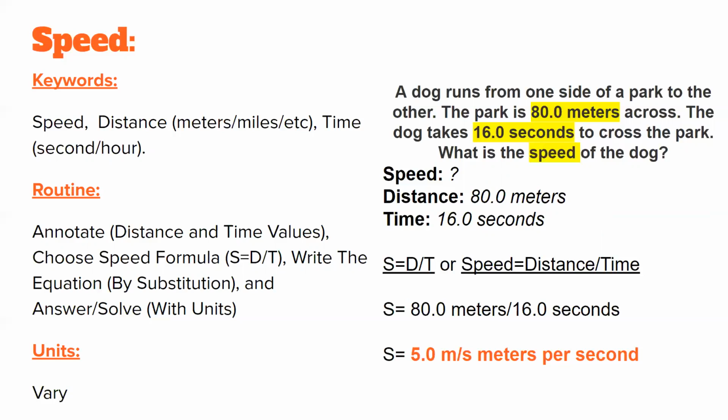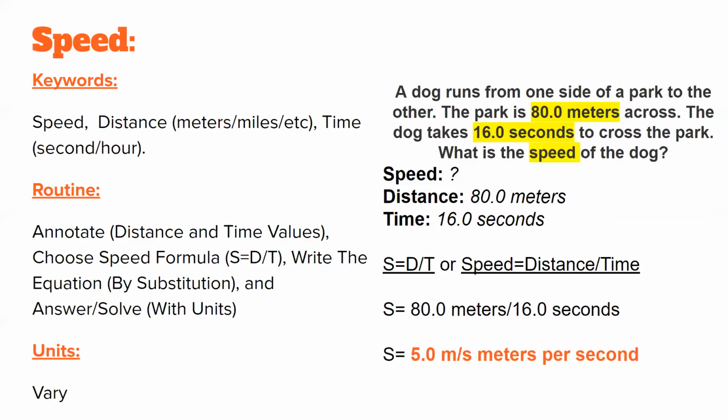Now, you guys that are scared of dogs, this should be a dog that you're scared of because this dog is fast. All right. So our annotation should look like 80 meters because that's our distance. And 16 seconds is our time, right? And we highlighted speed because that's what we're looking for. What is the speed? So we have a question mark for speed because we need to find out what speed is.